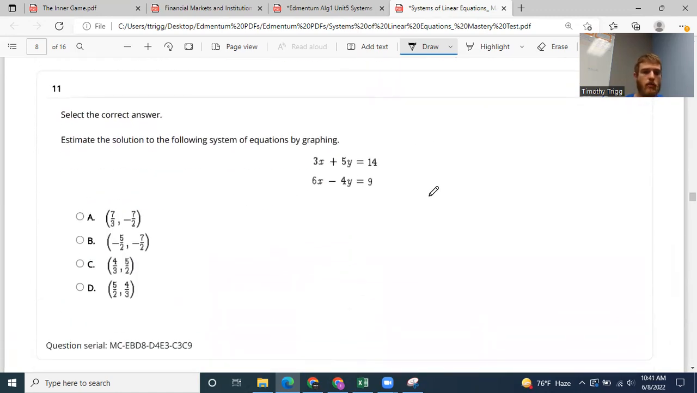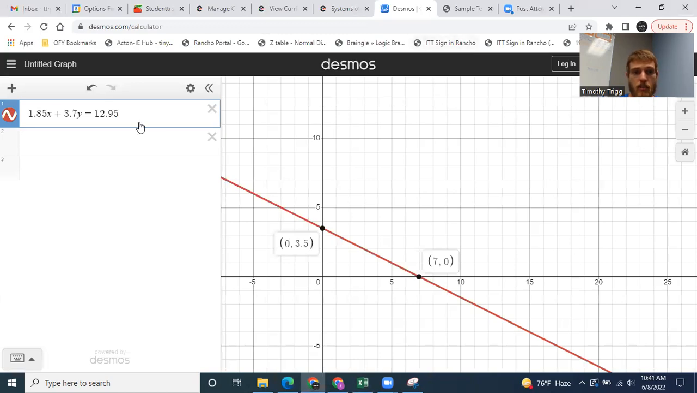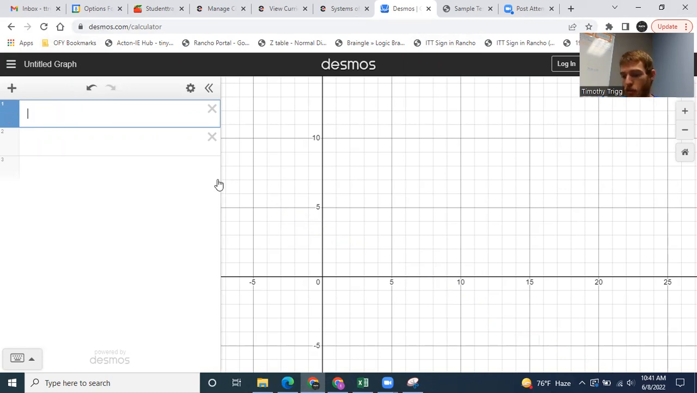Estimate the solution for the system of the following equations by graphing. Okay, so what I would do is probably just graph these on Desmos. So I'll just go to a graphing calculator and graph them. So my equations are 3x plus 5y equals 14, and then 6x minus 4y equals 9. So using Desmos, which is this website here, desmos.com, you could just graph the two equations.